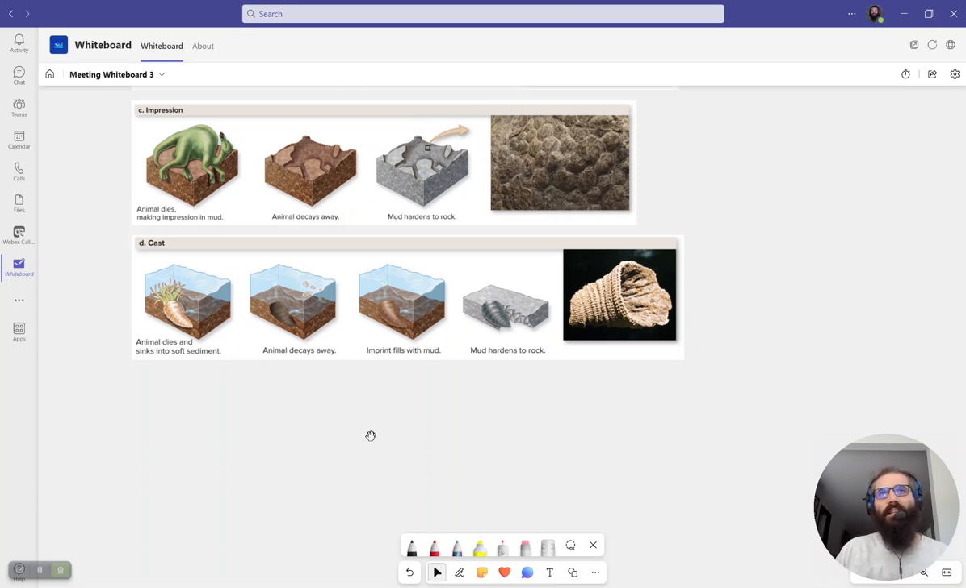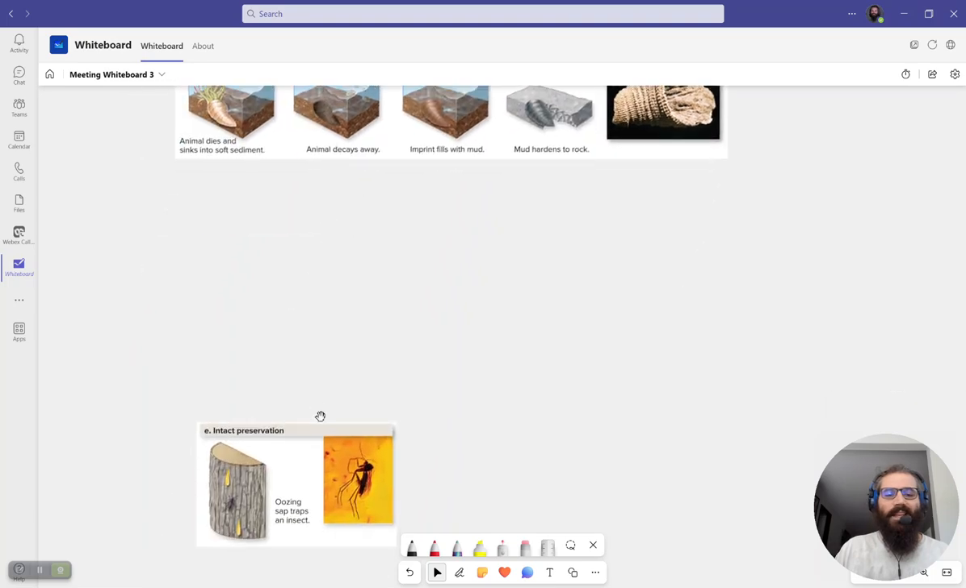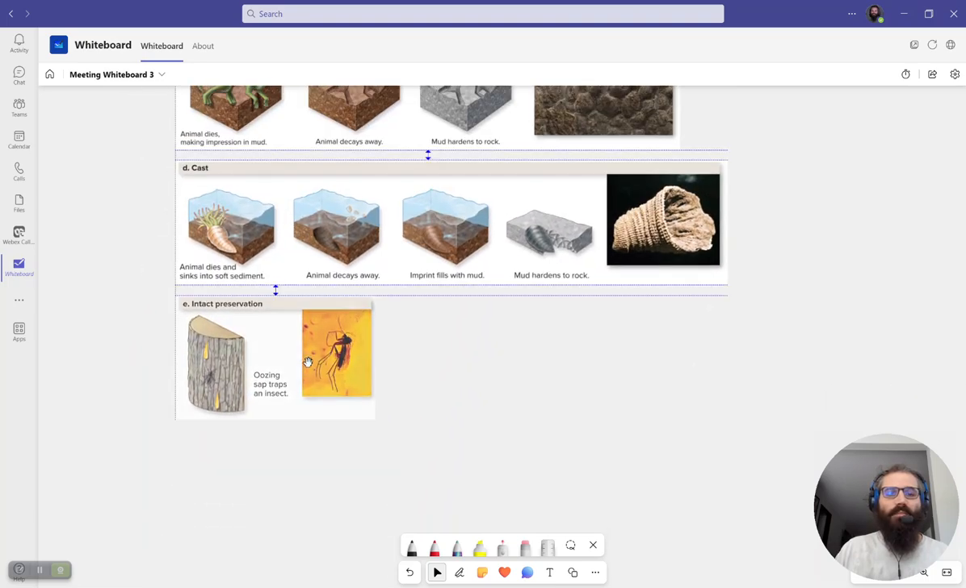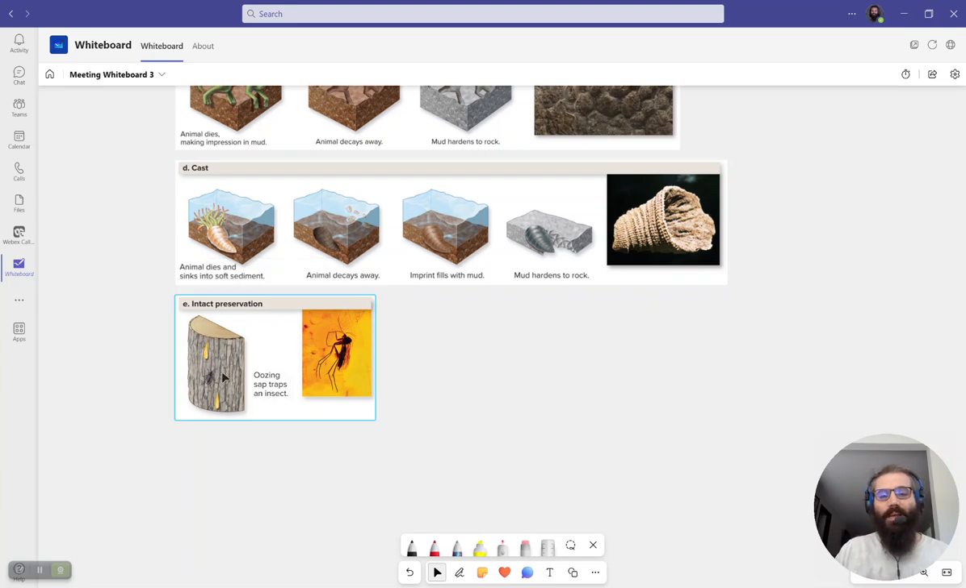And finally, you have insect preservation in amber. We can have preservation in amber, just not necessarily only insects, right? But it's oozing of a sap that traps insects, and then in there you find DNA, right?